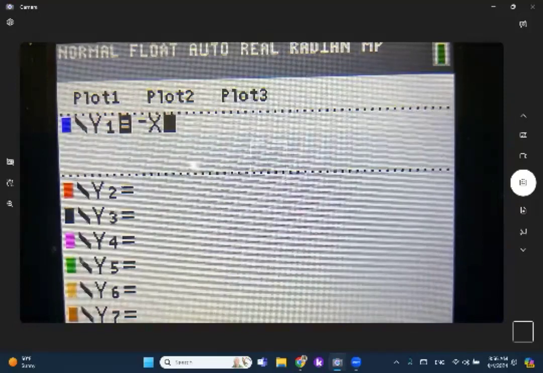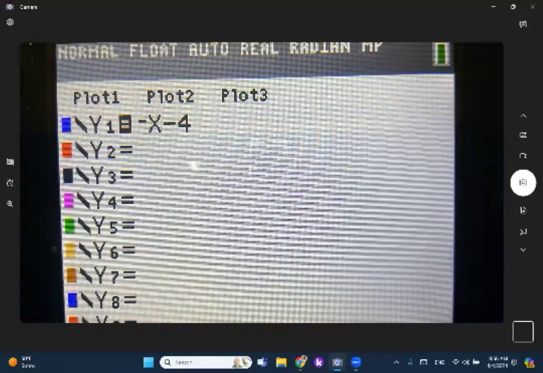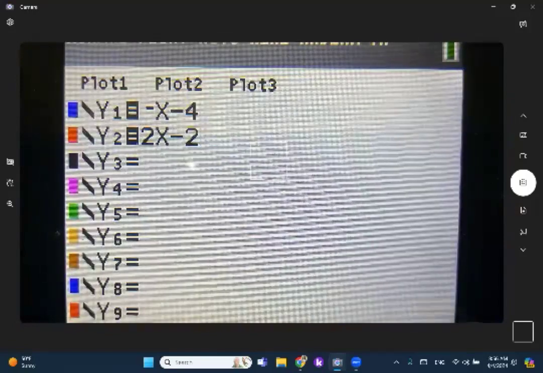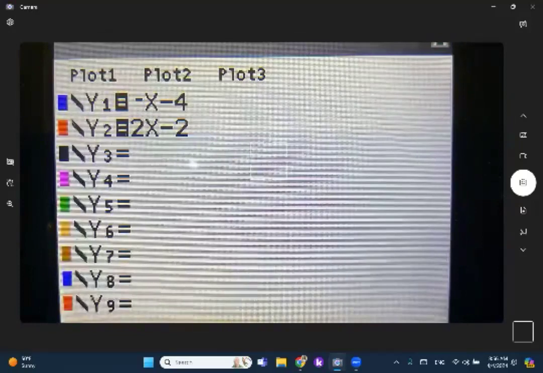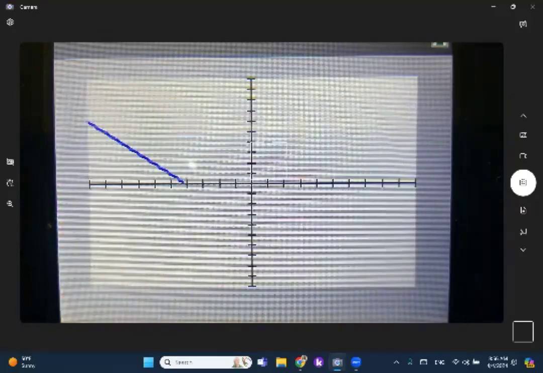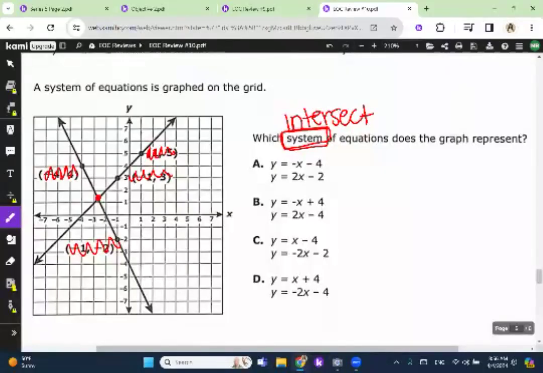Negative x minus 4, 2x minus 2. And how do I find the point of intersection? Well, first you need to look at the graph to see the intersection. This first graph, the intersection is in the third quadrant. 1, 2, 3, 4. Yeah. Third quadrant is not even intersecting in the correct spot. Get rid of A. Next one.